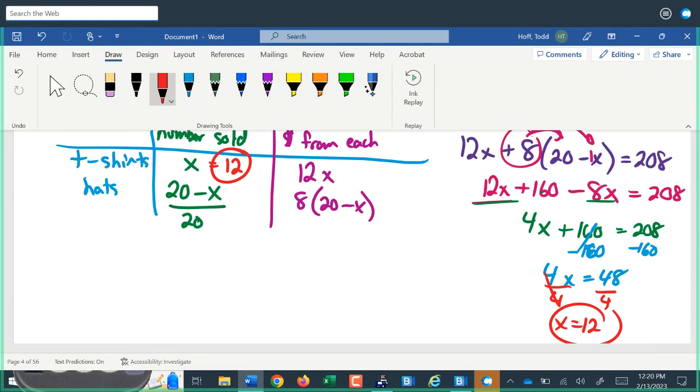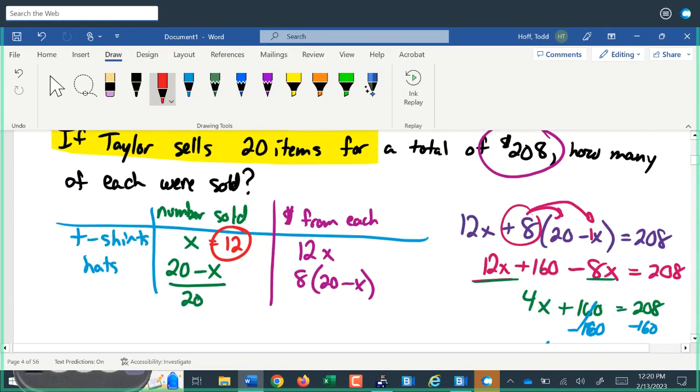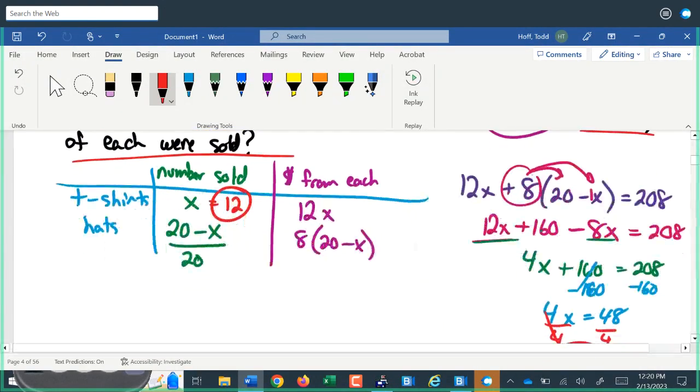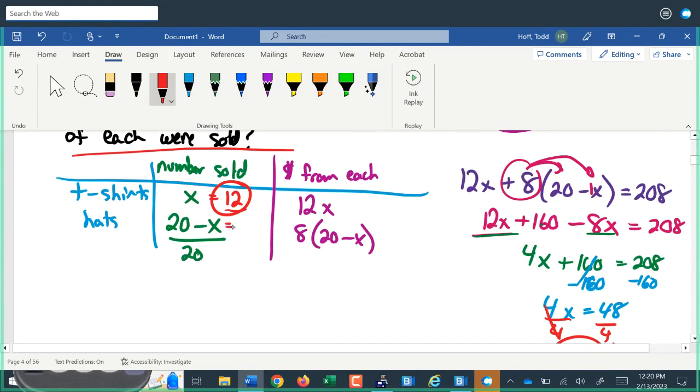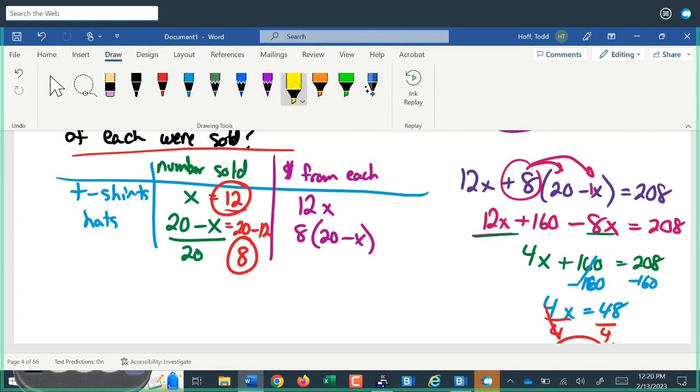But we also have to make sure we've answered the whole question. The question asked how many of each were sold. So we've only answered half of it so far. There were 12 t-shirts. Hats were 20 minus X or 20 minus 12. So there was 8 hats sold. So our complete answer is they sold 12 t-shirts and 8 hats.